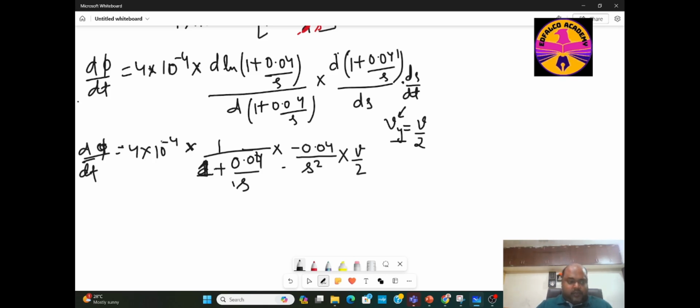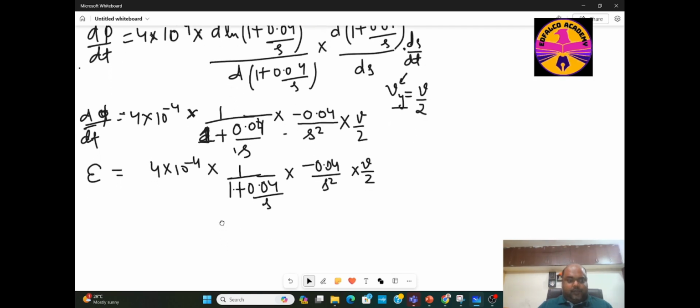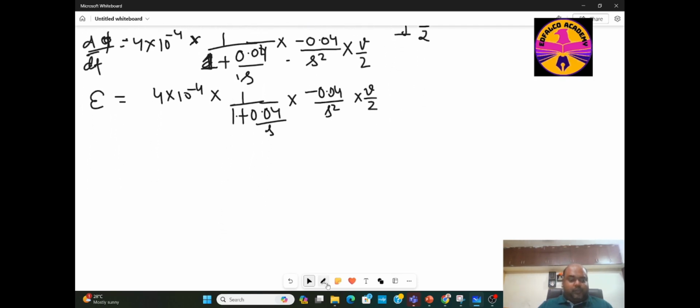So now the EMF that is getting produced will be equal to 4 into 10 to the power minus 4 into 1 by 1 plus 0.04 by s, into minus 0.04 by s square into v by 2. This is the overall EMF that is going to be produced.